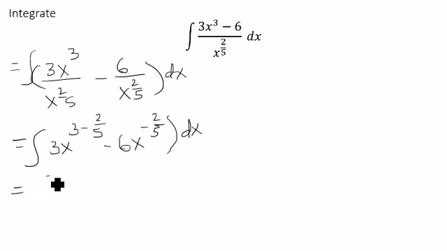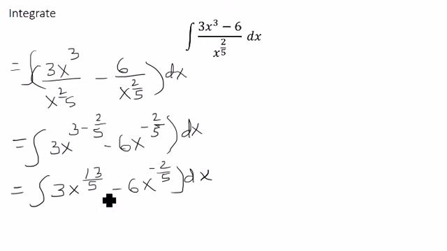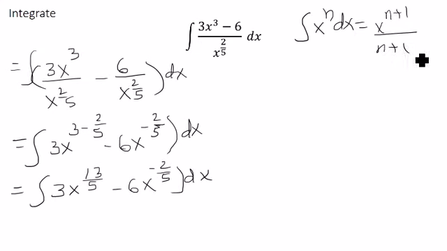So this is the integral of 3x to the power 3 minus 2 over 5, which is 15 minus 2, which is 13 over 5, I believe. Minus 6x to the power negative 2 over 5, and then dx. Now we can apply the power rule. Remember, the power rule is the integral of x to the n dx equals x to the n plus 1 over n plus 1, plus a constant c, provided n is not equal to negative 1. So that's the one we're going to use here.